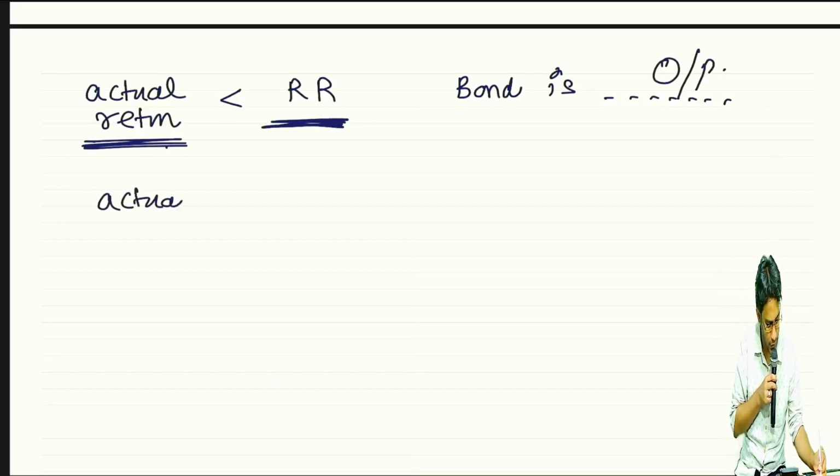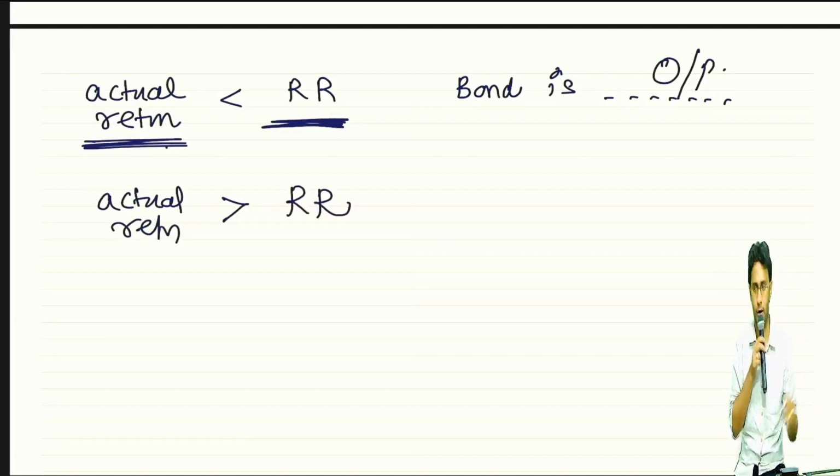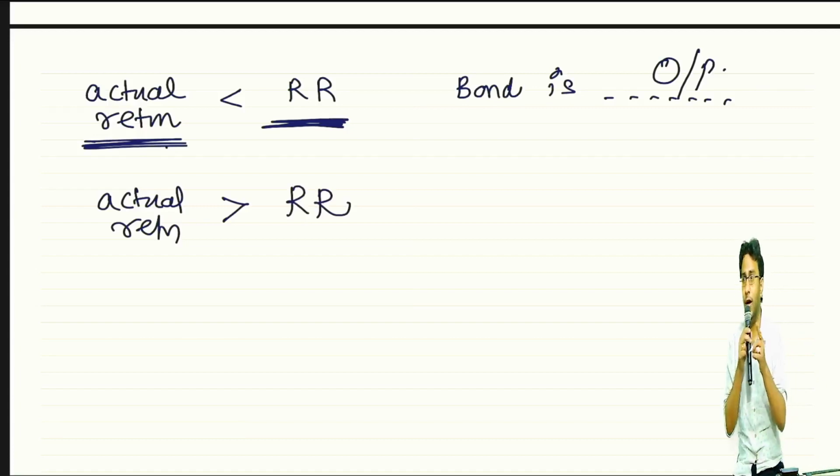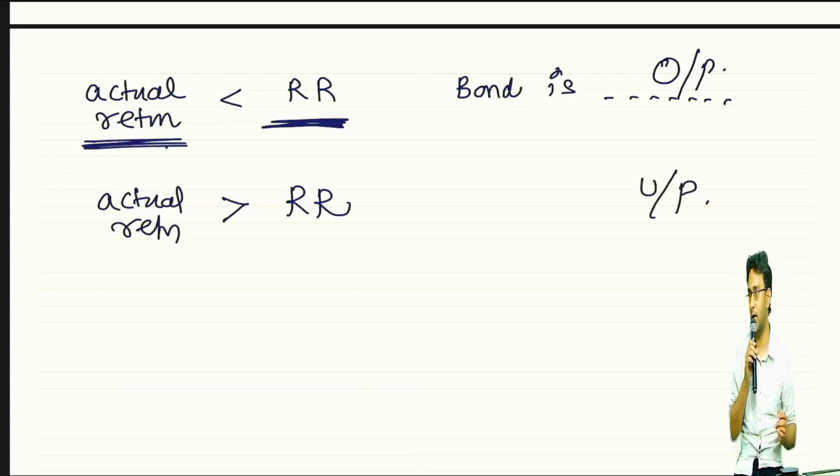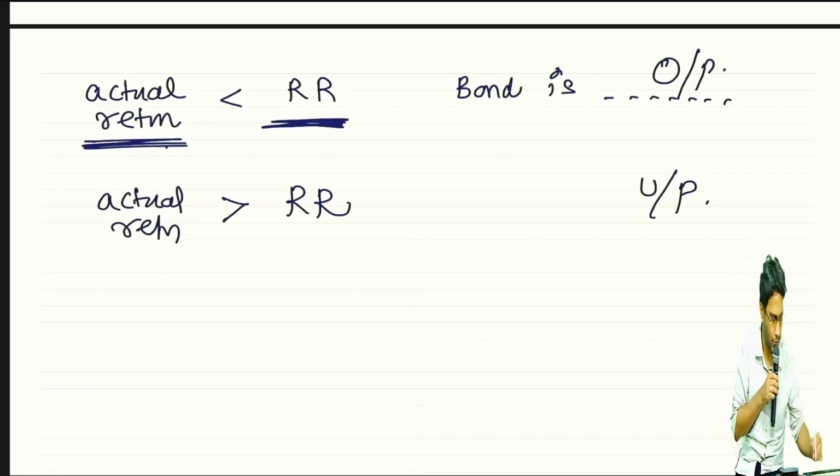If your actual return is more than required return, you will get more return only when you make a cheaper investment, sir. Cheaper investment means you are buying the bond at a price which is less than its real worth. So the bond should be underpriced. Okay, from return angle also you should be able to analyze.